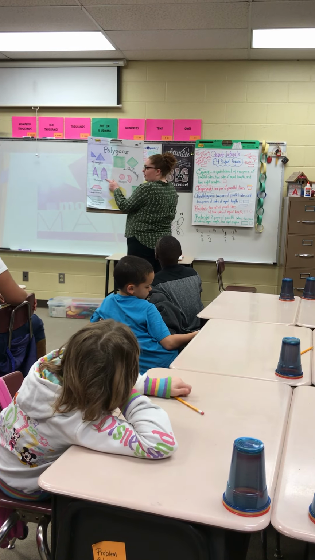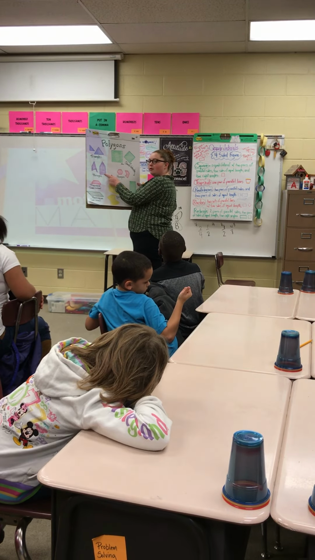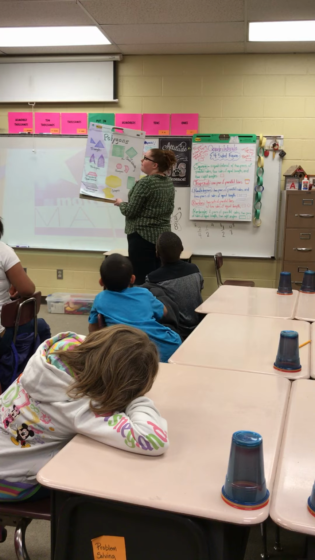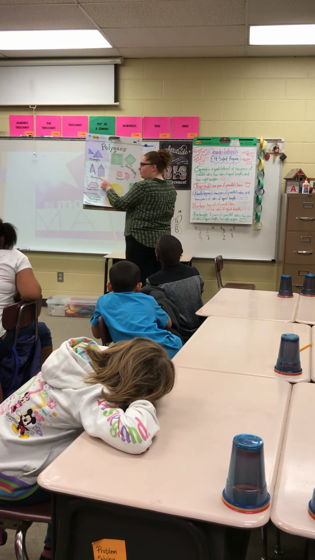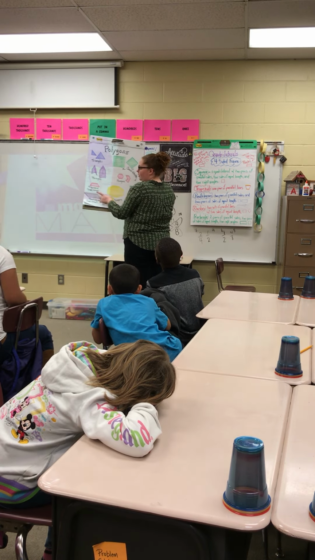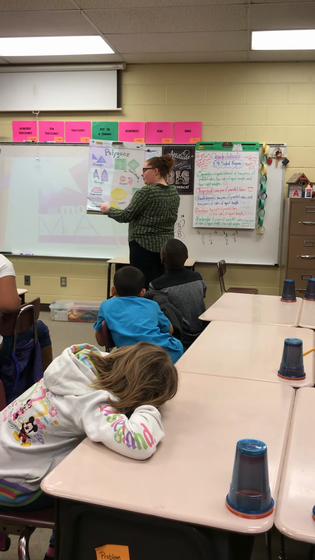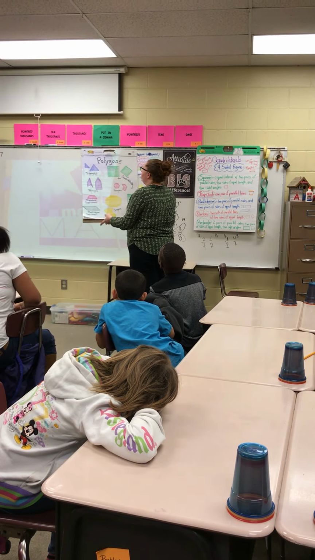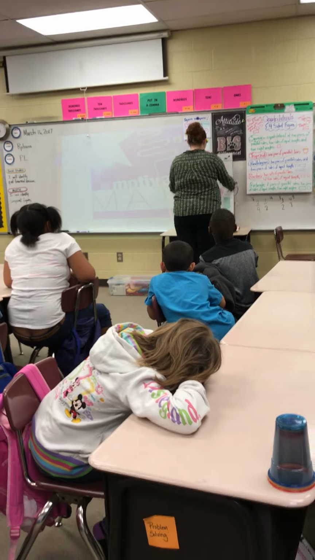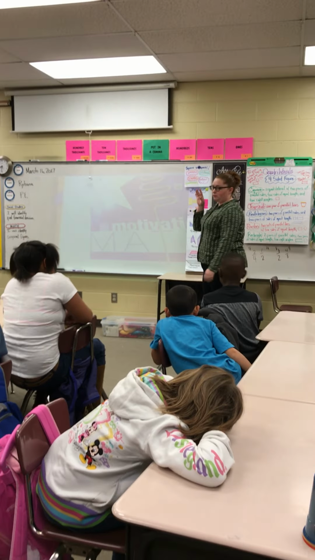You have your pentagon. How many sides does a pentagon have? Five. This is a regular pentagon, an irregular pentagon. You have your trapezoid, which is a quadrilateral and also a polygon, and then a parallelogram, which is a quadrilateral and a polygon. Okay? Everyone understand? Raise your hand if you understand so far.